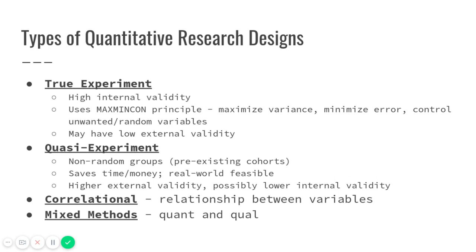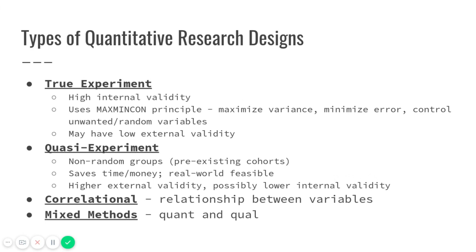You use the max-min-con principle, which is really trying to maximize the variance, meaning you want your groups to be as different as possible if you're showing that your intervention or independent variable is really making a difference. You also are trying to minimize error, meaning that you are avoiding a faulty conclusion. And you're trying to control unwanted or random variables. So again, in a laboratory type of setting, you can kind of set things up exactly how you want it to be. But this may have a low external validity because in the real world, those conditions may not exist.